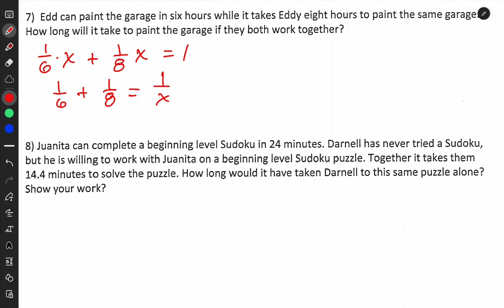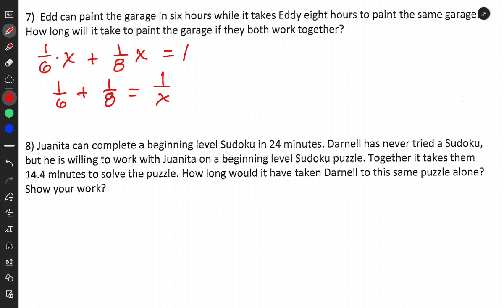Here's the thing I like about this view. X is literally how many hours it would take for them to do the one job working together. Before we solve that problem, if I look at the problem below it with Juanita, she can complete a beginning level Sudoku in 24 minutes. Darnell has never tried a Sudoku, but he's willing to work with Juanita. And together it takes them 14.4 minutes.